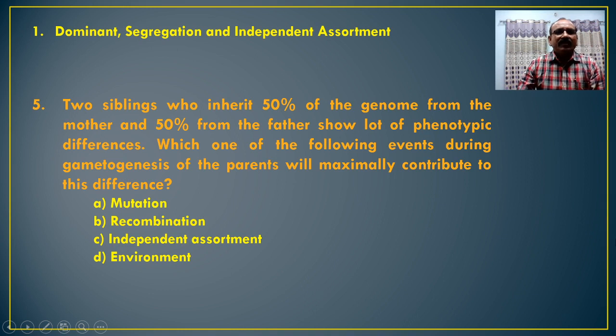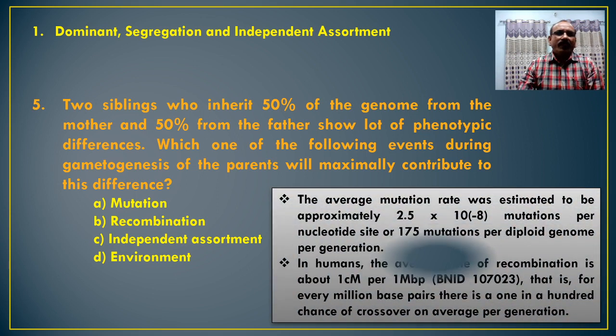Here, two siblings who inherit 50% of the genome from the mother and 50% from the father show a lot of phenotypic differences. Which one of the following events during gametogenesis of the parents will maximally contribute to this difference? Now if we see this: mutation, then recombination, independent assortment and environment. All these four are responsible for contributing to variation in the next generation.